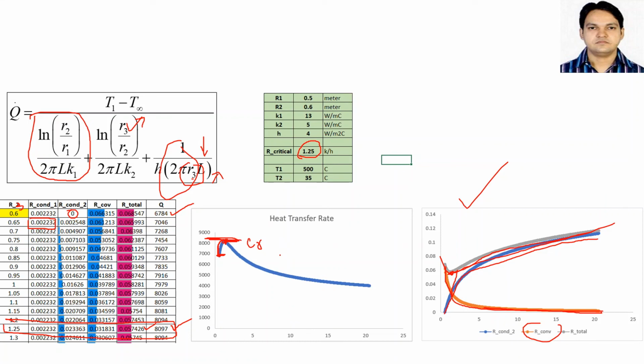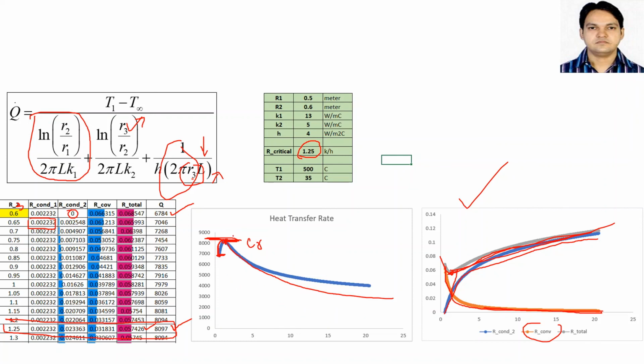Then you go on increasing this radius value, your resistance value is increasing, and as your resistance value is increasing, your heat transfer rate is decreasing, and it will continue. So for the particular data which I have given here, I have tried to show you how the pattern will change. What will be the effect on conduction resistance, convection resistance, total resistance, and how the heat transfer curve will vary.